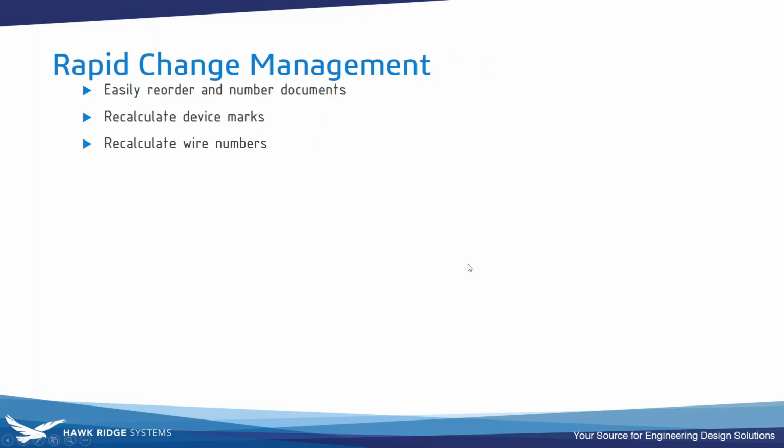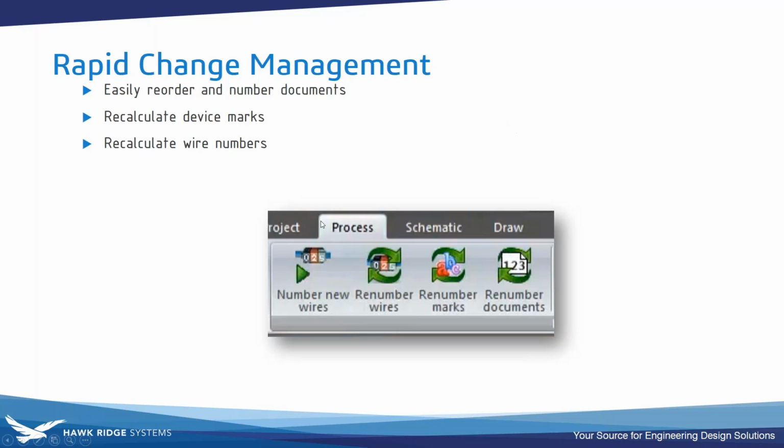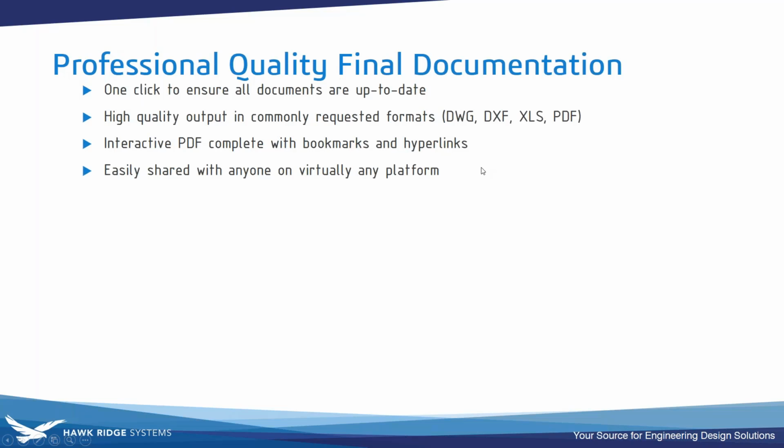And then we didn't do any changing, but if you think about it, you can easily reorder and renumber documents, recalculate device marks, and recalculate wire numbers. It's really easily moving things around. I did show that changing component marks does give you the ability to see and grab those errors beforehand, so you're not producing documentation that has those errors. All right, and that's all in the process here. Number new wires, renumber wires, remark, and renumber documents are all available there on that process tab.